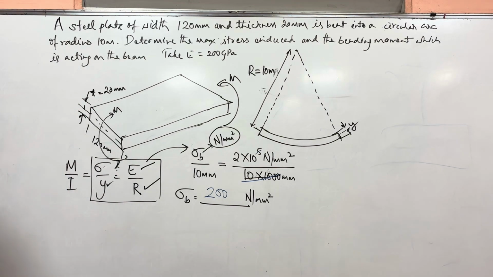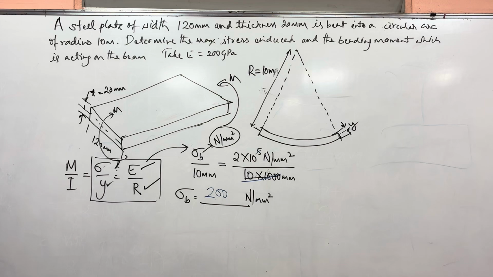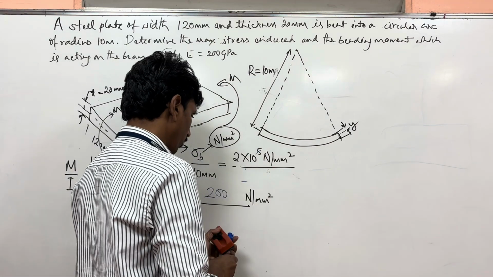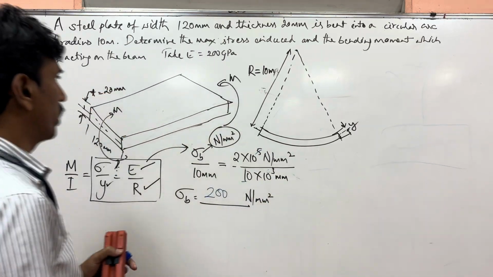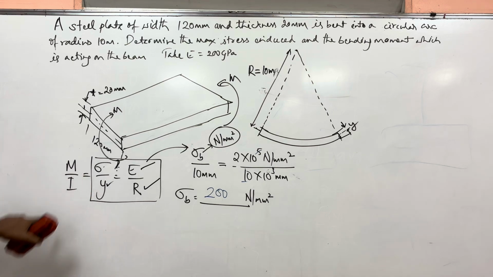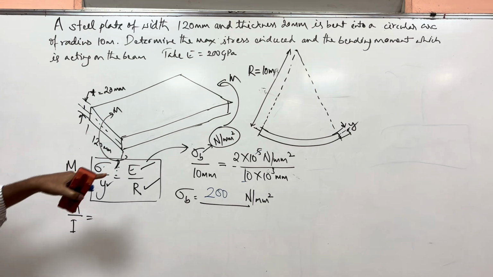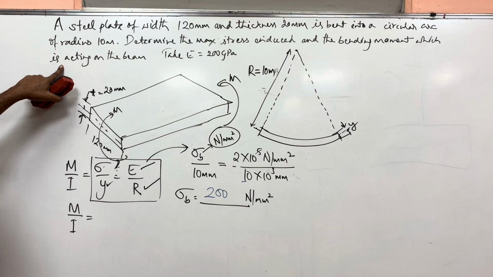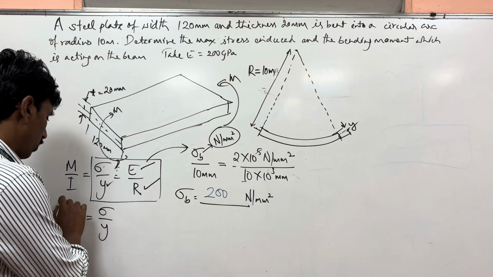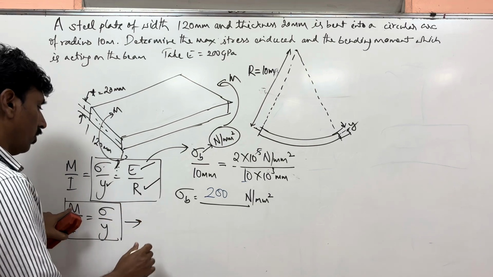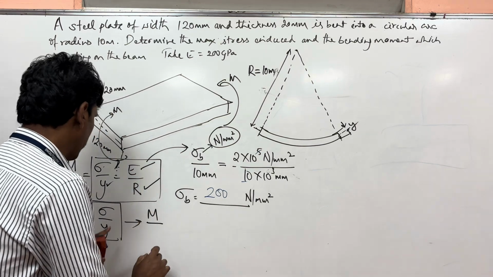Then you can also use this equation to find out the next part. Here they have asked what is the bending moment introduced. So for this stress acting on the beam, you know the stress here, so sigma by y. So we'll use this part of the equation now. So maximum bending moment. They have asked M, which I don't know.